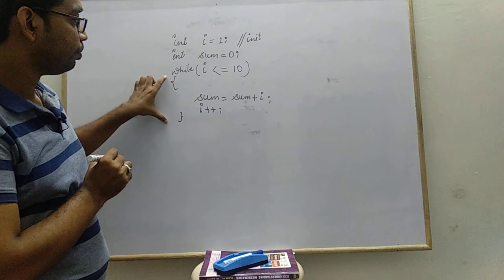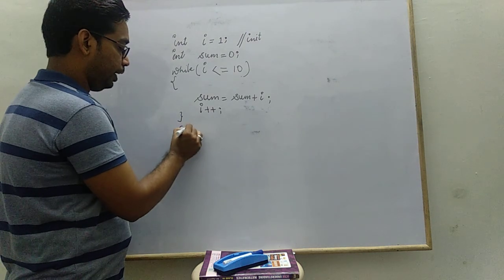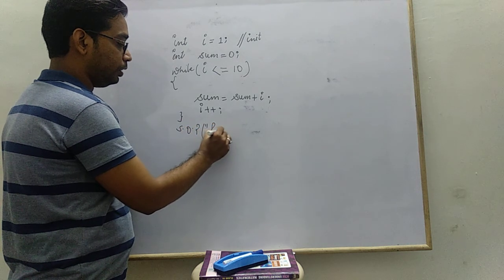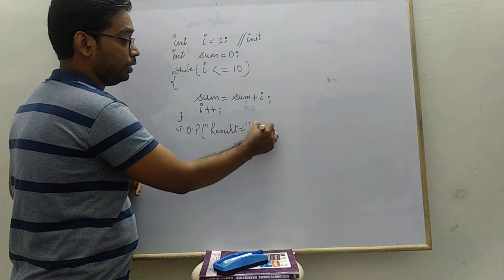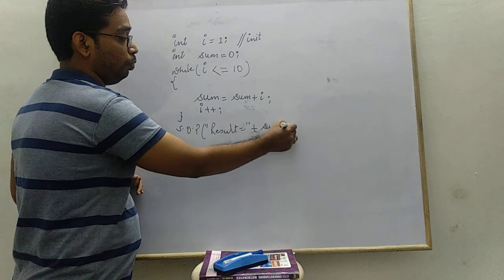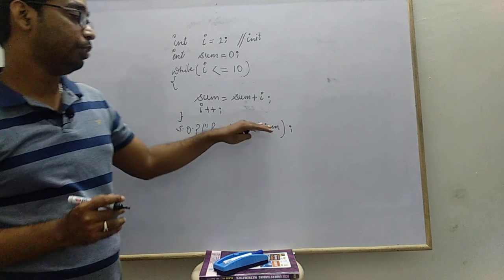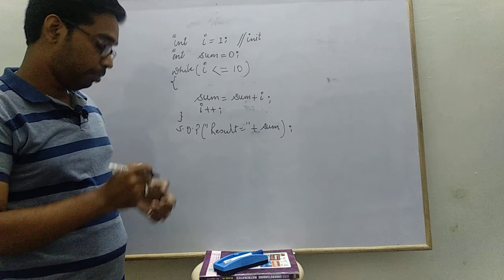After this we just write SOP ln or SOP result equals plus sum. So what is the value? Whatever the value is stored in sum, it will be printed here.